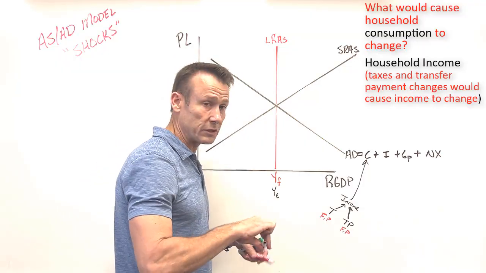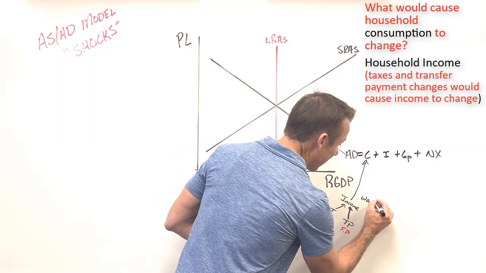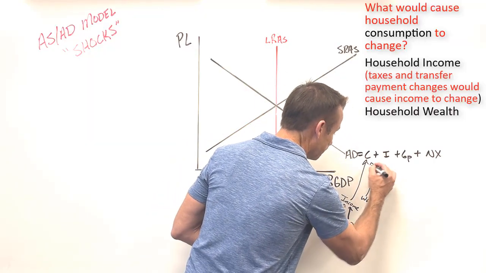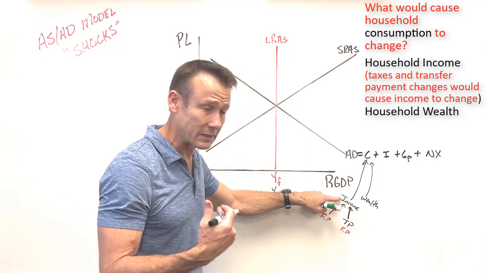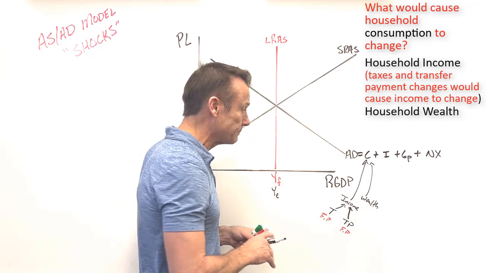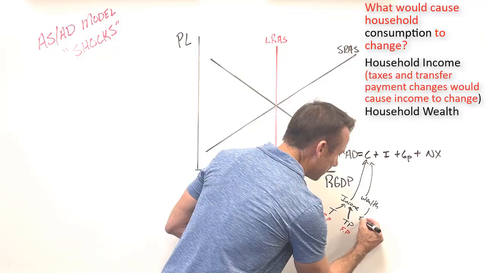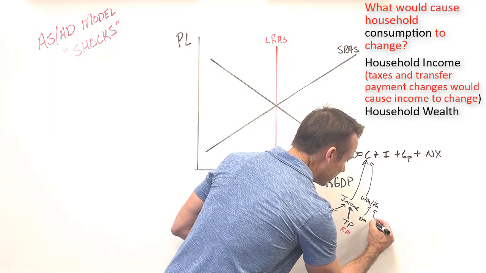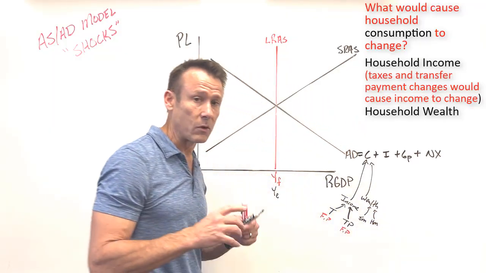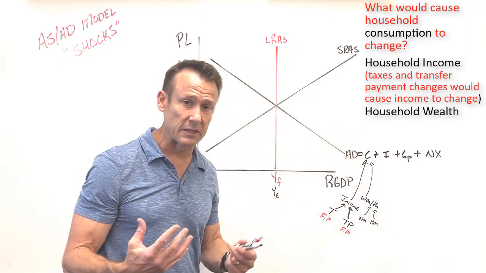Now, what else would change consumption? Well, yes, income, but also the wealth of households. So the money flowing into households, that's income, but also the stock of wealth that they currently have. When we're thinking about wealth, we should be thinking about what's happening in the stock market and what is happening in the housing market. So something happens in the housing market or the stock market that affects household wealth. That's going to affect how much they spend.